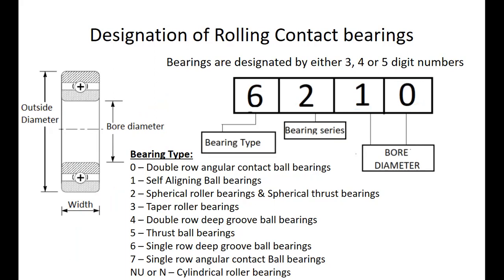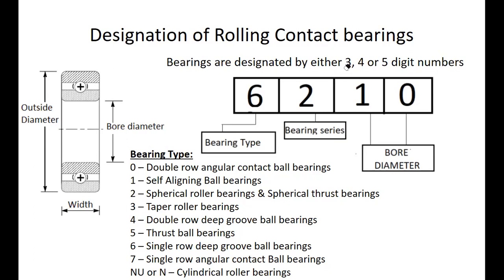Designation means how the bearings are known. Suppose you and I are known by our names. In the same way, rolling contact bearings are known by their numbers. The number could be a 3-digit number, a 4-digit number, or a 5-digit number. Numbers can be anything, but most probably, like you are seeing here, it will be a 4-digit number. So what is the meaning of each digit? You should know that, otherwise you won't be able to know which type of bearing we are talking about.